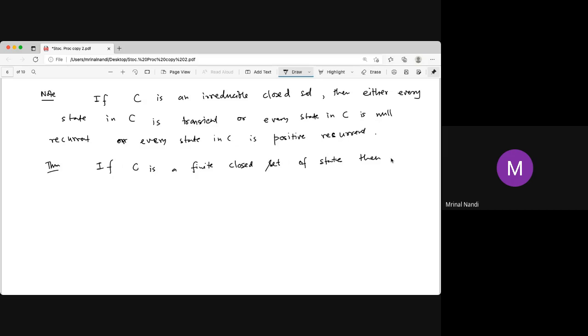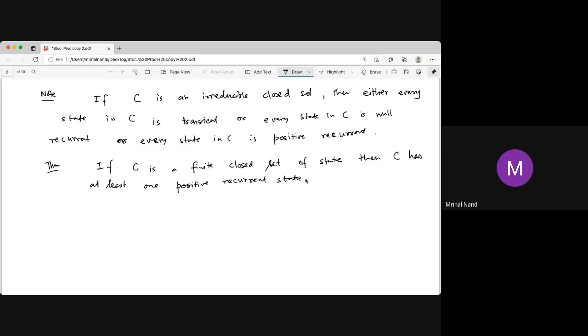Then what happens? We know that C has at least one recurrent state, since it is finite and closed. But here the theorem says that C has at least one, not only recurrent, but at least one positive recurrent state. It may not be all of them. Some may be positive recurrent, some may be transient, some may be null recurrent, because it is not an irreducible one. If it is irreducible, what happens?